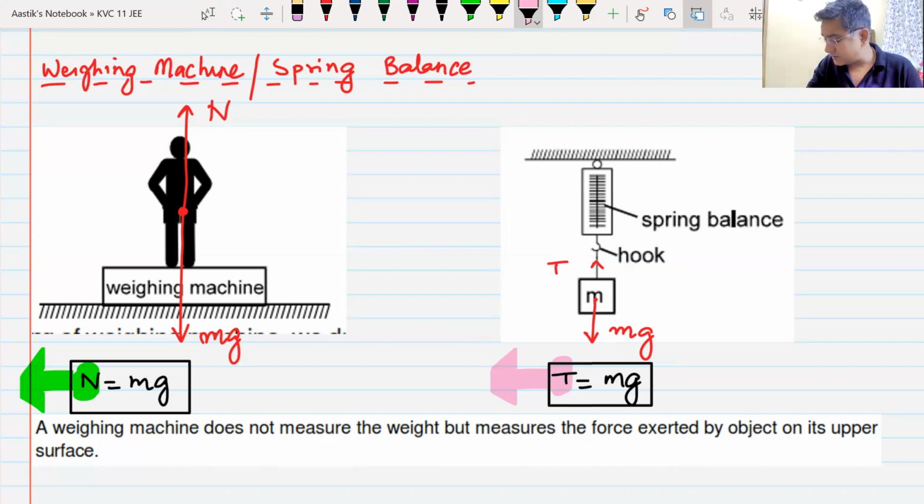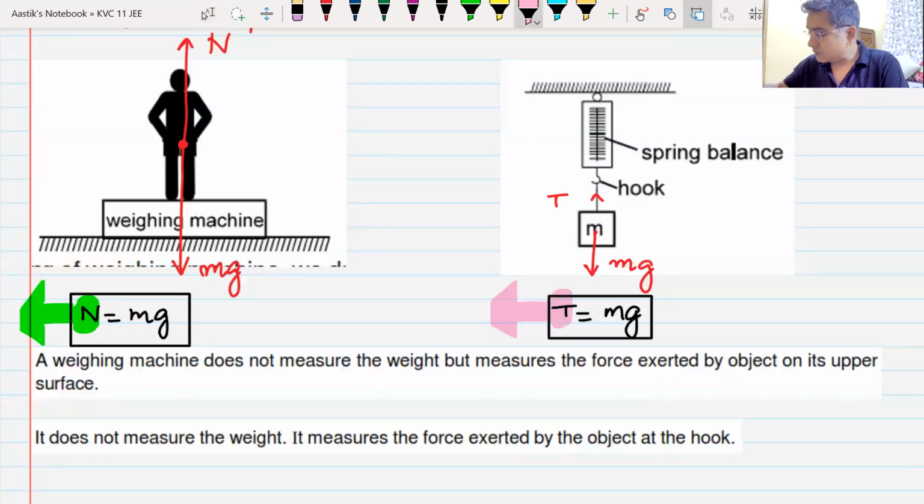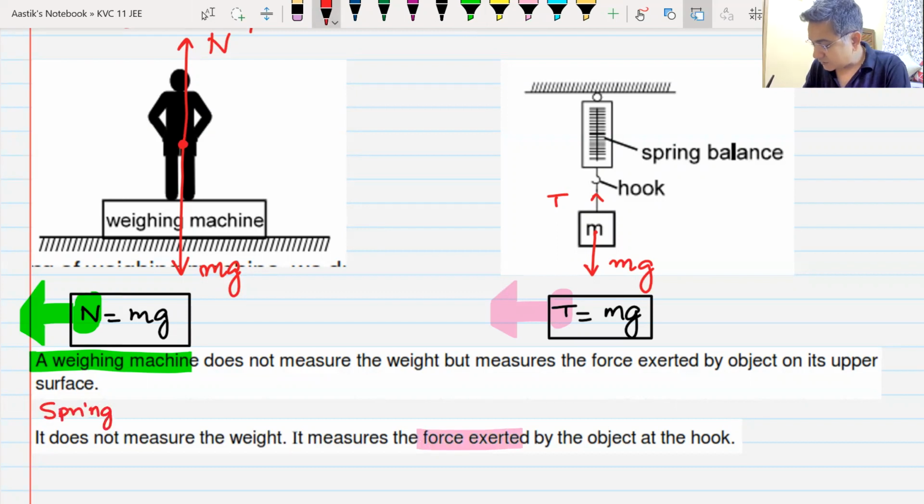It only measures the force applied by the weight on the spring balance. So a weighing machine only measures the normal reaction, and the spring balance only measures the force applied by the block on the spring balance. Do we understand this? Yes or no?